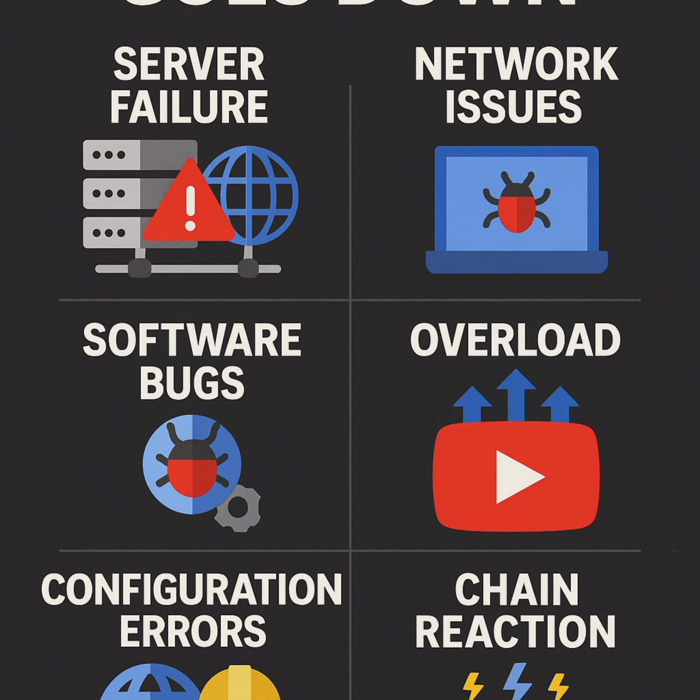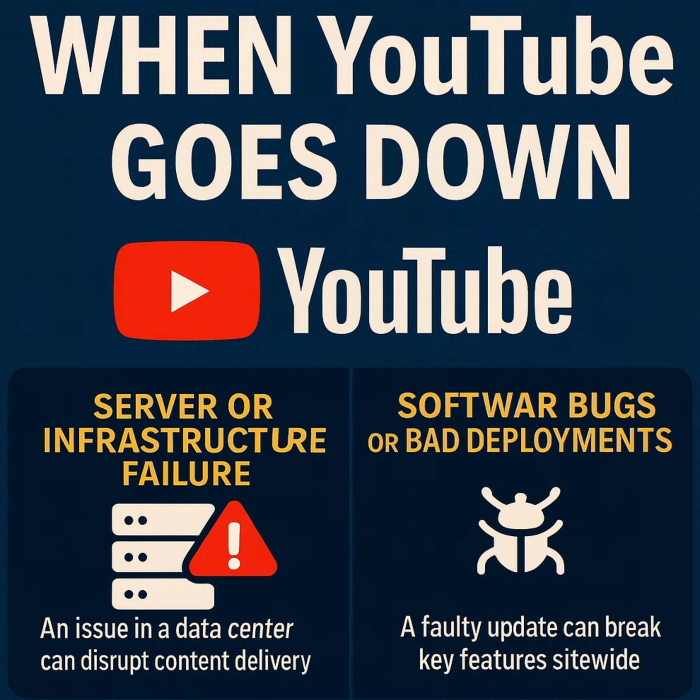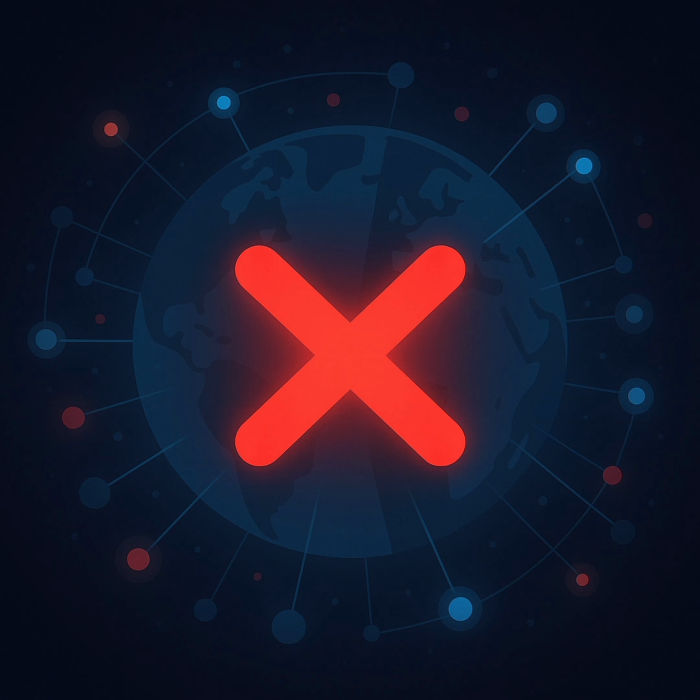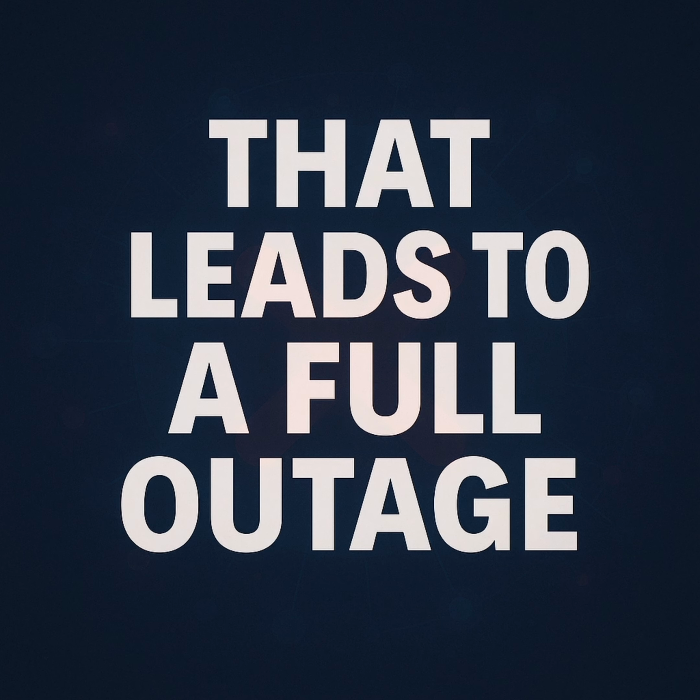And finally, there's scheduled maintenance and systems syncing. Sometimes YouTube deliberately takes systems offline for upgrades or testing, especially in the early hours of certain regions. Normally this happens quietly without users noticing, but when something goes wrong during maintenance, it can cause a chain reaction that leads to a full outage.